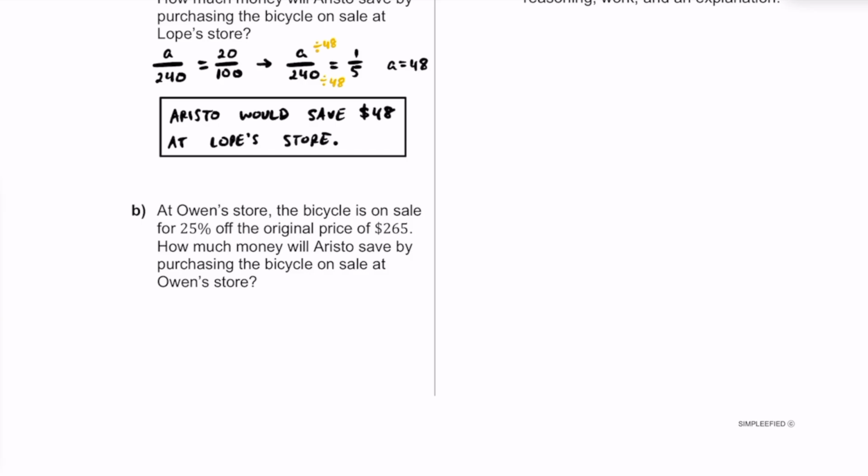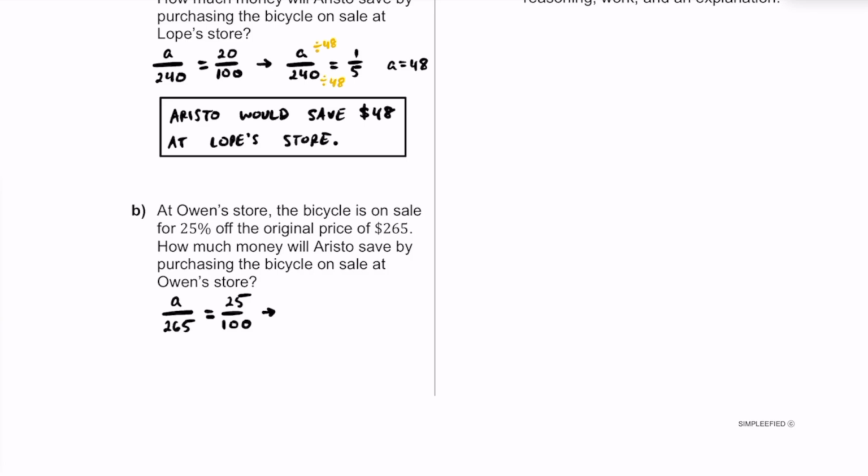Well, let's see. Kind of similar to the last one here. We don't know the discount. We're looking for that discount, which is part of the entire price of $265. That's our base. But we know that it's a 25% discount. So we're going to set this up originally as 25 per 100.